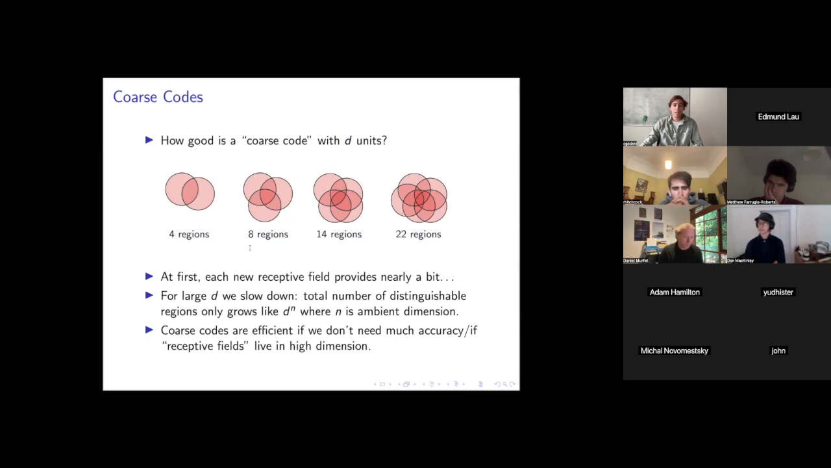In general, if I do this in higher dimensions, I'll find that at first the number of regions that I'm allowed to distinguish grows exponentially. And then after a certain point, I start slowing down, and asymptotically I'm only a polynomial of degree d. So overall, the coarse code sounds like a kind of weird strategy. It's sort of efficient if I don't need much accuracy. If I want a lot of accuracy in my point, I have to add lots and lots of very subtle fields. But they're decent if I don't need much accuracy, or for very high dimensions.